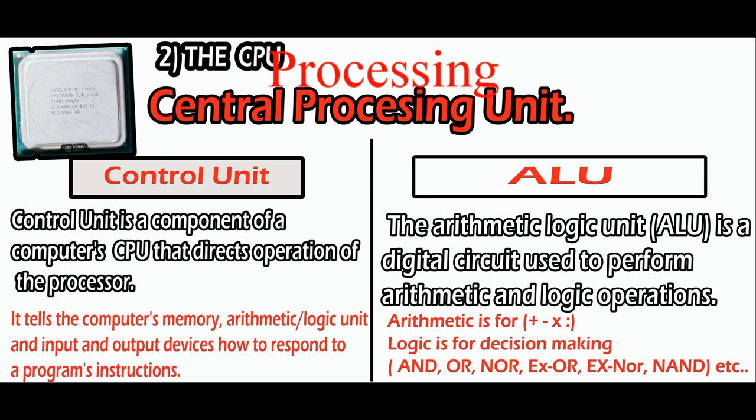An arithmetic logic unit is a digital circuit. It's used to perform arithmetic and logic operations. Arithmetic is for addition, subtraction, multiplication, and division, while logic is for decision making, such as this and that, this or that. So in logic, the computer uses AND, OR, NOR, XOR, XNOR, NAND, etc.